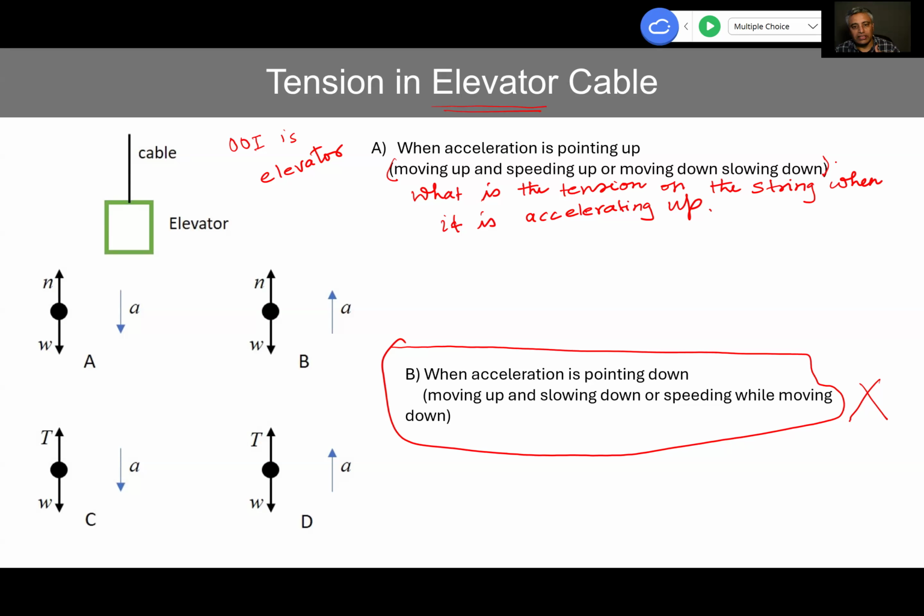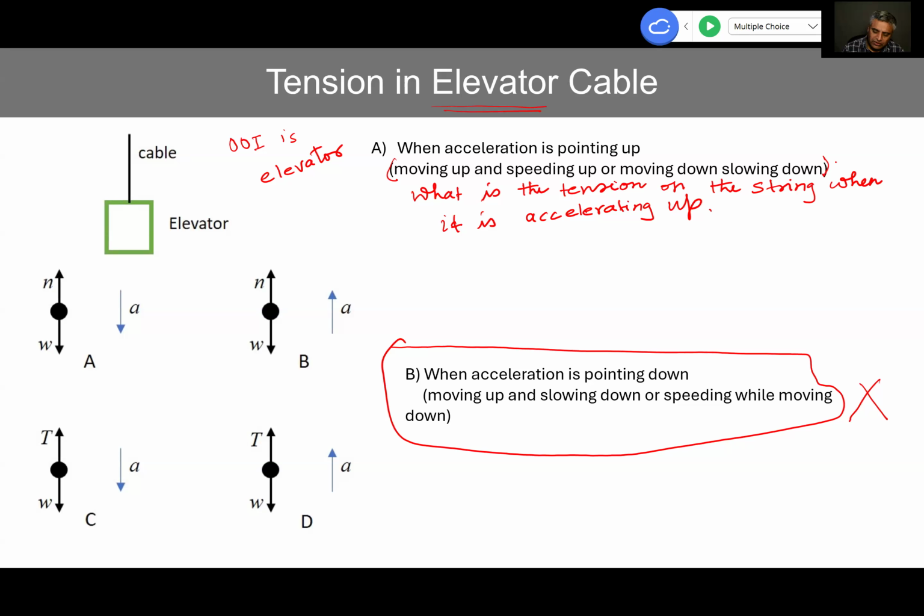Even when it's moving down, it could be accelerating up. When is that? When it is slowing down. For example, you come from the upper floor and your elevator is about to stop. What happens? It slows down. It's moving down, slowing down, which means acceleration is up. So now, let's say this is the case.